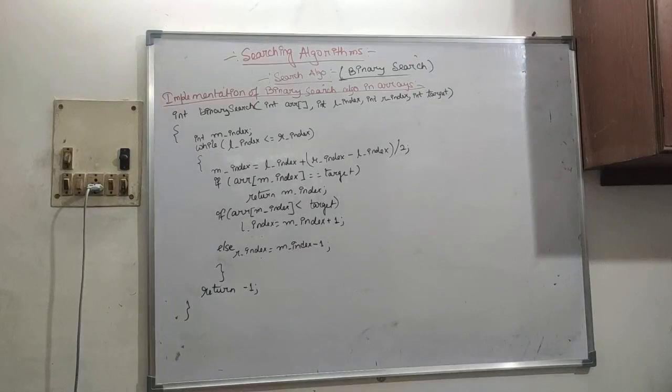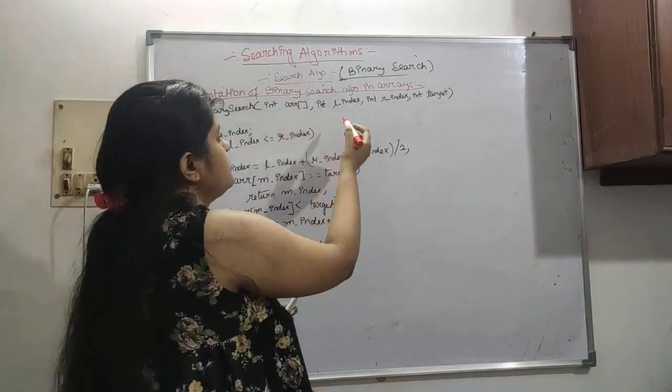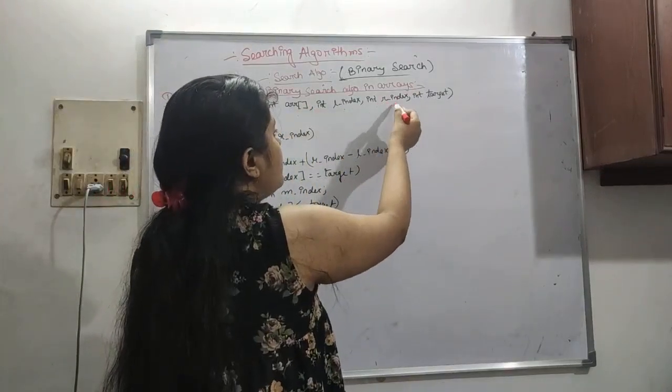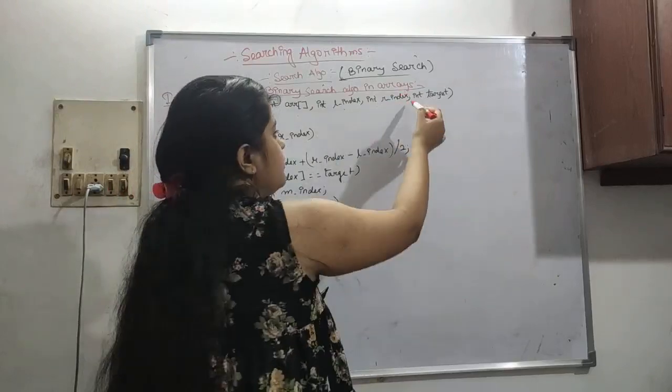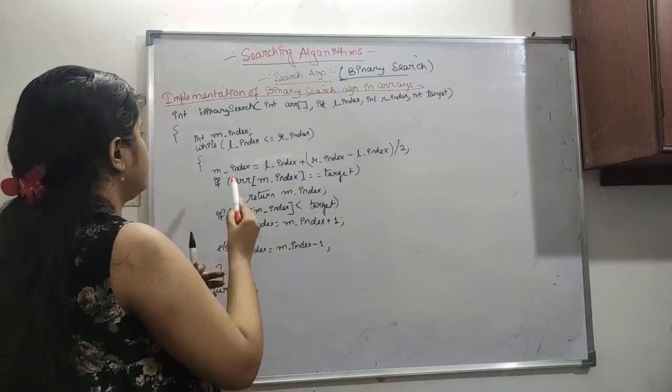So now let's code here. int binary search, an int array is taken, L index is the left index, R index is the right index, and int target is our target element.